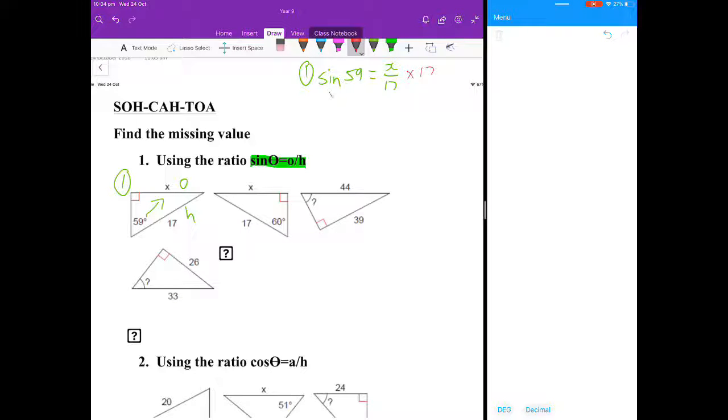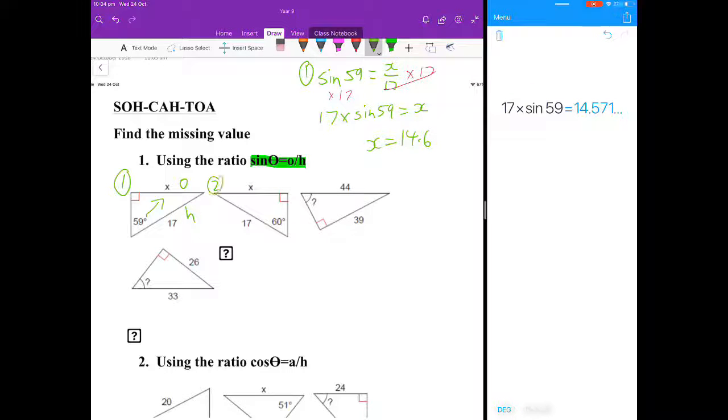Now to get rid of that 17, we're just going to times both sides by 17, so they cancel out on the right, and we've just got x left on the left. So 17 times sine 59 equals x. So to find x, we're just chucking that into the calculator. And that gives us an answer of 14.6.